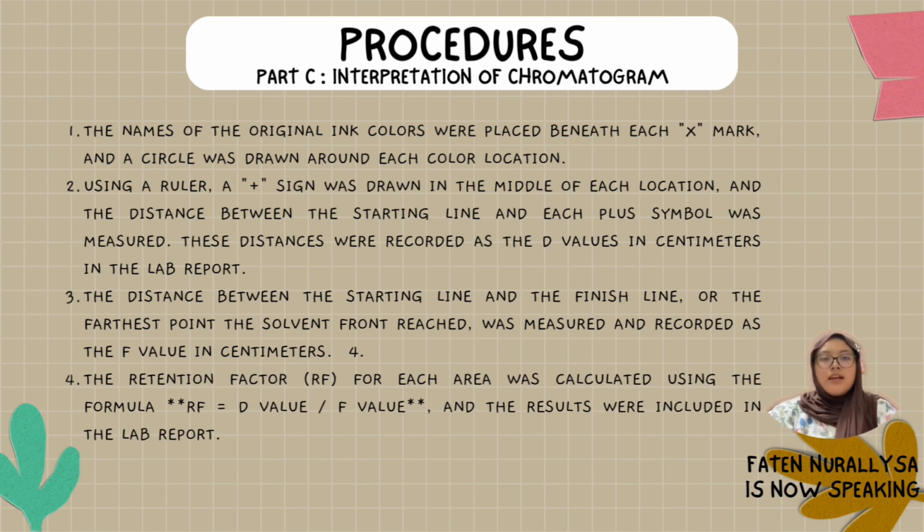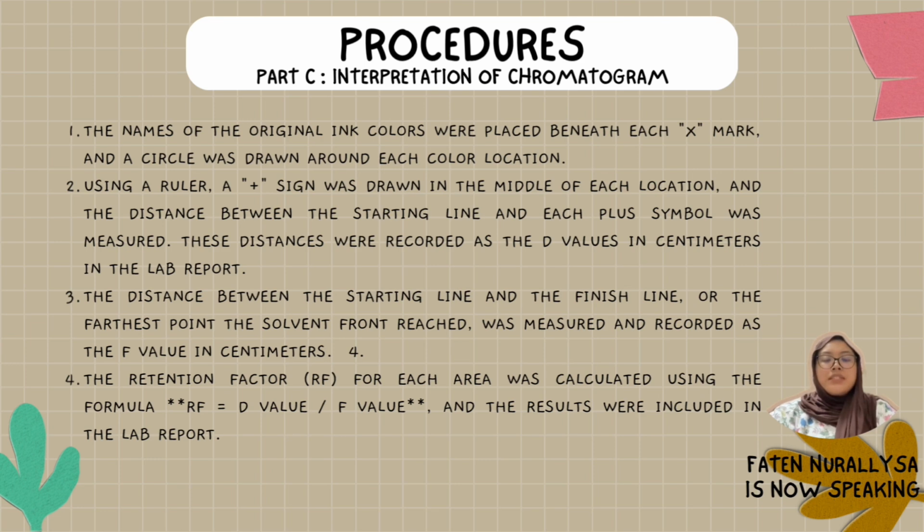First, the original ink colors were labeled under each mark on the chromatogram and their locations were circled. Using a ruler, the distance from the starting line to each ink mark was measured. This was recorded as the D value in centimeters. Next, the distance from the starting line to the solvent front was measured. This was recorded as the F value in centimeters.